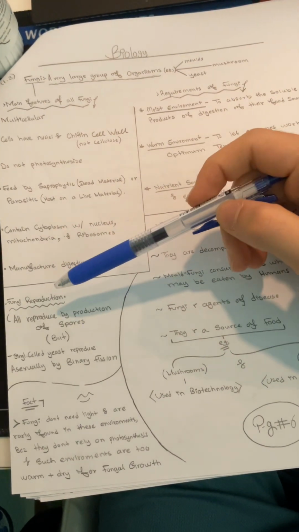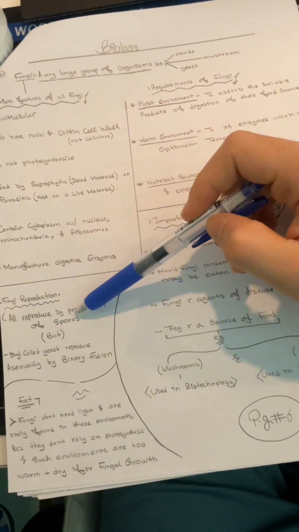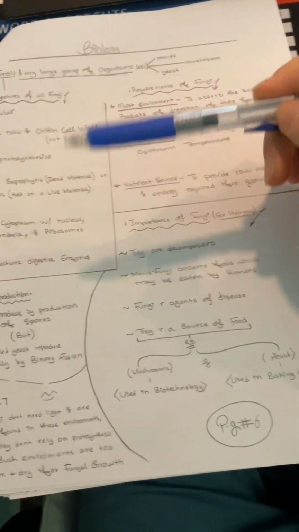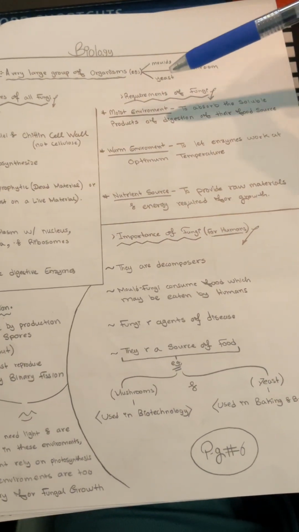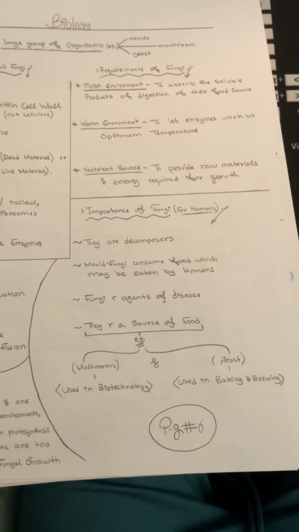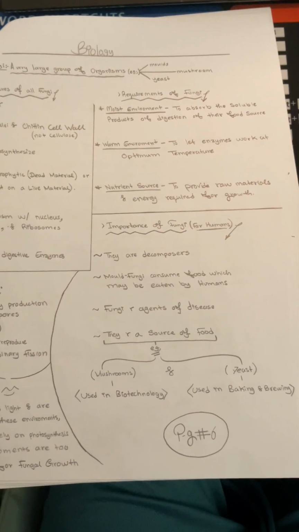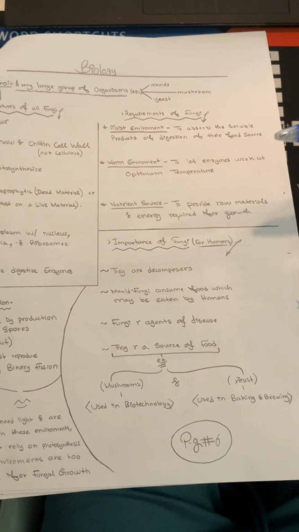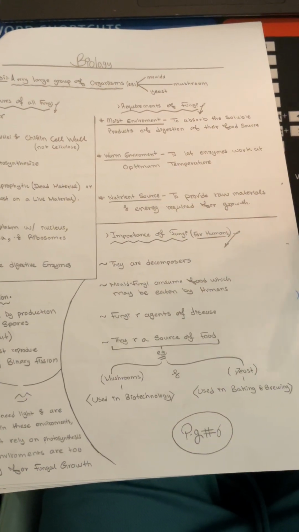In the reproduction of fungi, they can reproduce by spores. Single yeast reproduce asexually by binary fission. The requirements of fungi: most fungi need to be in a moist environment to absorb the soluble products of digestion of their food source. They need a warm environment so enzymes can work at the optimum temperature, because enzymes work best at optimum temperature. Nutrient source: they need raw materials and the energy required for growth.